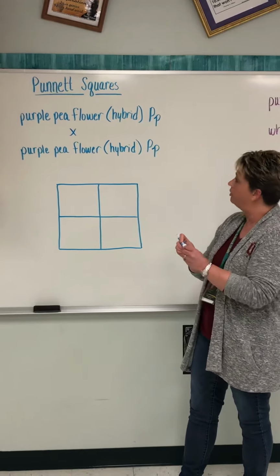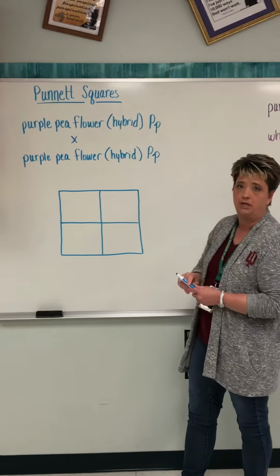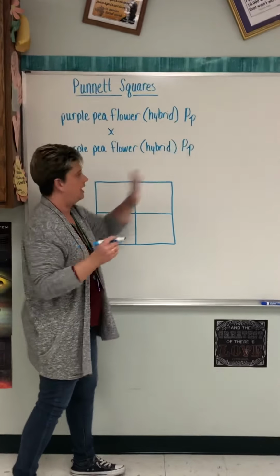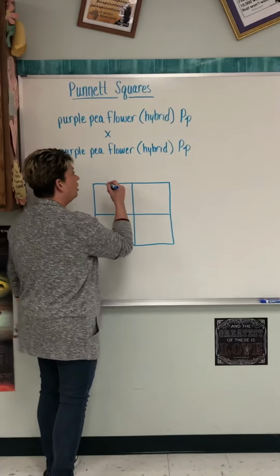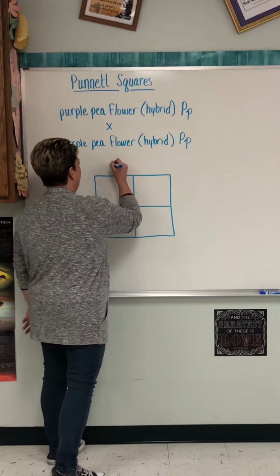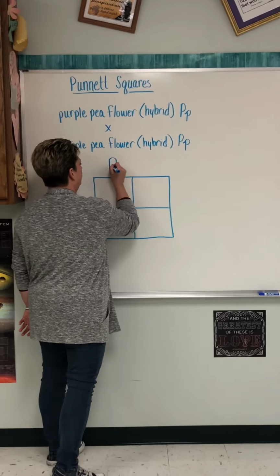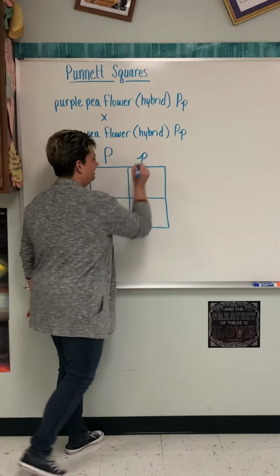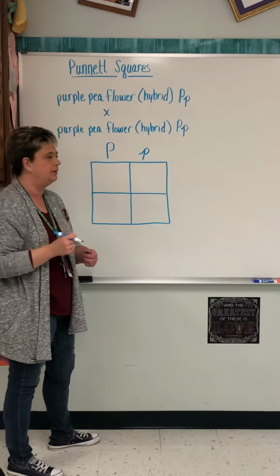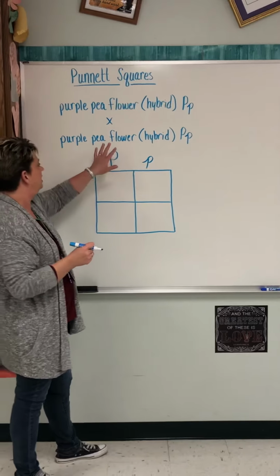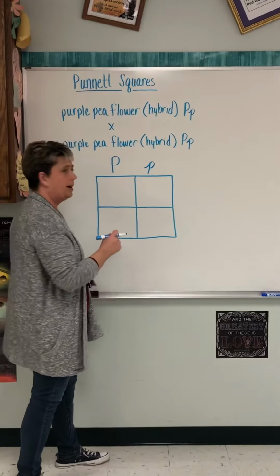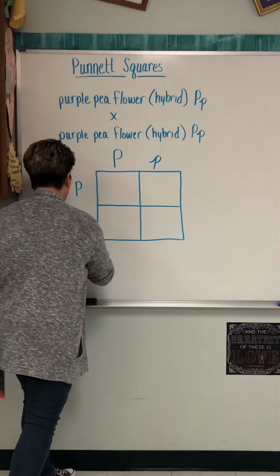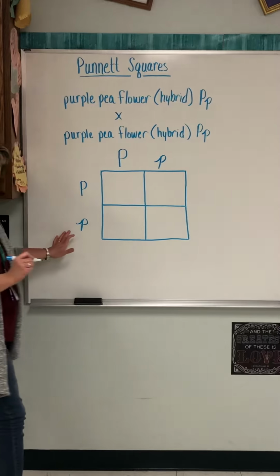So in this case, we have a purple pea flower hybrid, capital P, lowercase p. I'm going to take that genotype and put it on top. One letter per box. So I have the capital letter P above one box, and I'm going to put the lowercase p, which you notice I give a little hook to make it look different from the capital letter, on top. And then I'll take the other genotype, capital P, lowercase p, and put it on the left. Again, putting only one letter per box level.